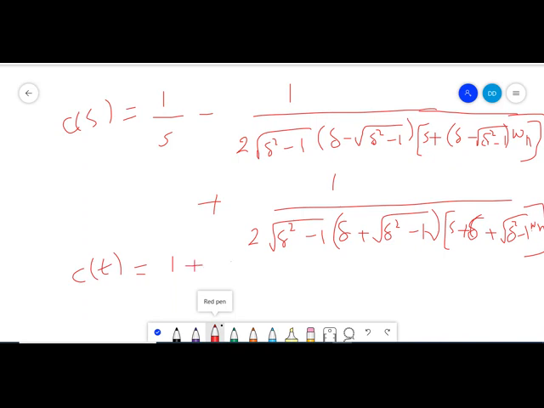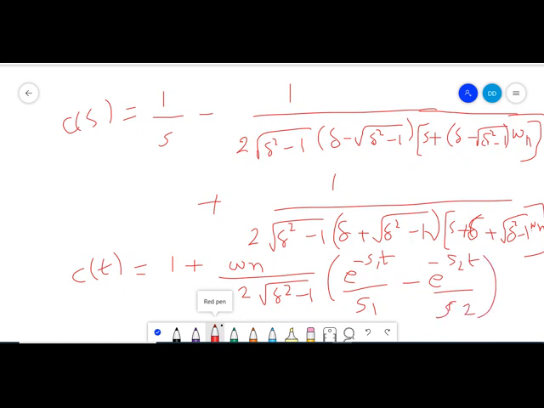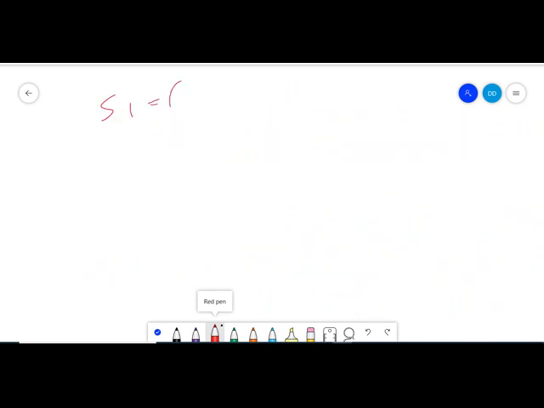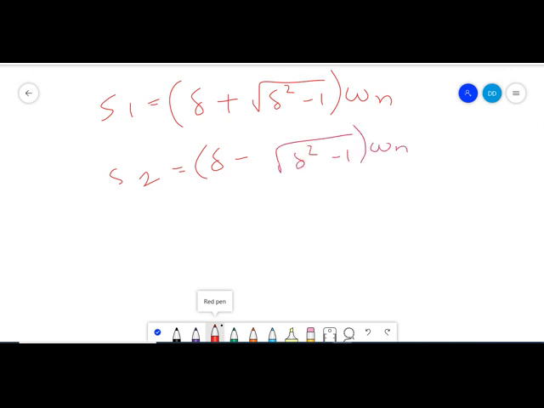So if we take the inverse Laplace, we get C of t is equal to 1 plus omega n divided by 2 into root of delta square minus 1 into e to the power minus s1 into t by s1 minus e to the power minus s2 into t by s2, where our s1 and s2 are given by s1 is equal to delta plus root of delta square minus 1 into omega n, s2 is equal to delta minus root of delta square minus 1 into omega n.